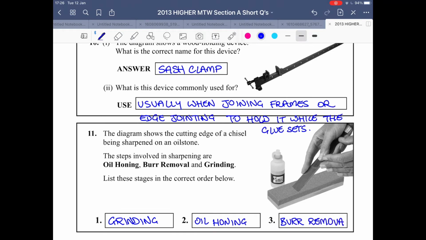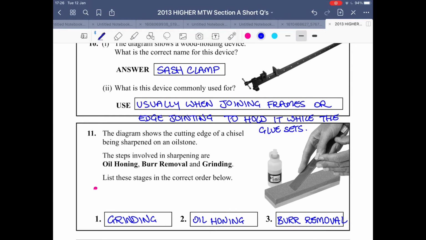Then you will go to your oil stone and you will do oil honing or sharpening on the oil stone, which is in order to generate an edge. And then you will remove the burr. What is the burr? The burr is the little thin section of material that is always generated at the tip of the chisel from oil honing, from sharpening. And in order to remove it, you will return the chisel onto its flat edge and you will just remove that burr by moving it across the top of the oil stone.